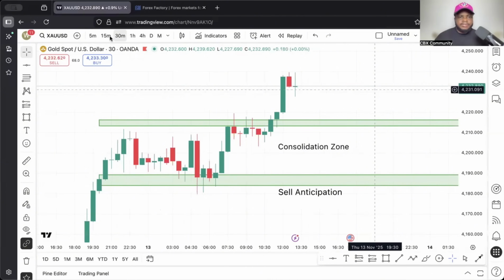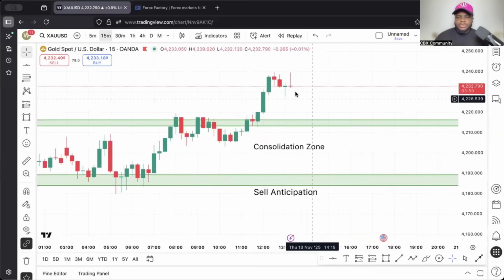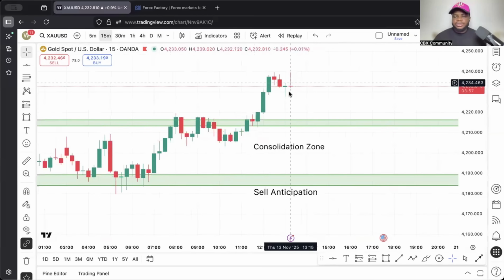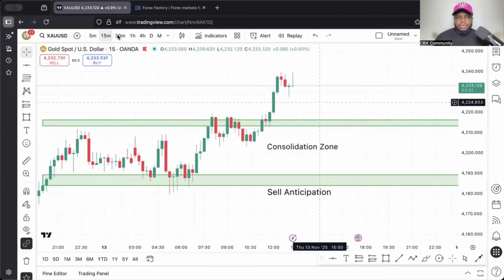Let me see what the 15-minute candle is doing. The 15-minute candle wants to close with a bearish rejection candle. Okay, let's see what the candle wants to do.